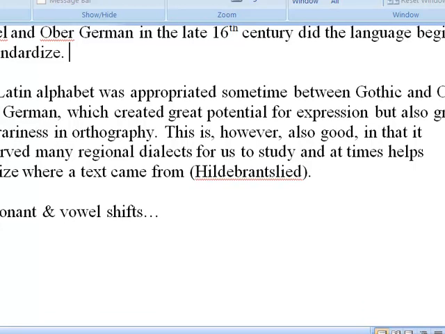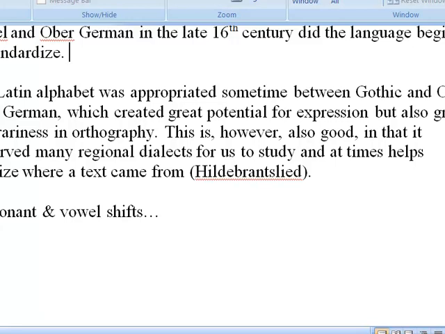The Latin alphabet was appropriated sometime between Gothic, which is around 400 AD, and Old High German, which is around 750 AD. One thing we notice in this appropriation of Latin is that there's a lot of arbitrariness in orthography, because everybody just wrote how they pronounced it. And what's really cool is you can go into a lot of these texts and see by the way they spell things what region the text was written in, for instance, the ik example from above.